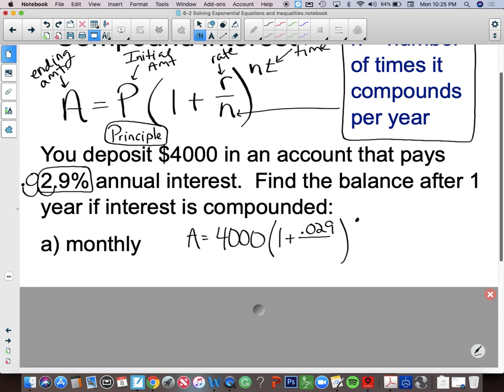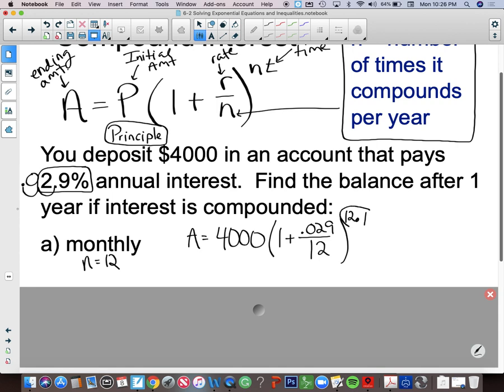So we are doing it for 1 year. If we are compounding monthly, n is the number of times per year. How many months are in a year? 12. So that means n equals 12 for monthly. So I put a 12 down there and a 12 right there. There is a lot of room for errors on this one if you're plugging stuff into your calculator.